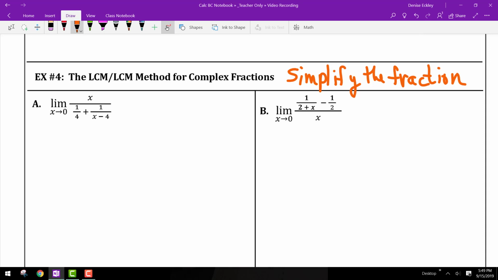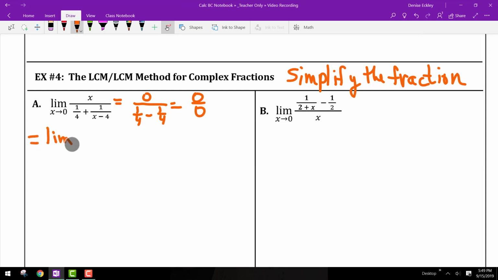Okay, so again, you should always start with looking to see if you have an undefined form to begin with. So if we were to do direct substitution, we'd have 0 over 1/4 minus 1/4, which would be 0 over 0. So we're definitely going to need to do something. So here's what that something is.